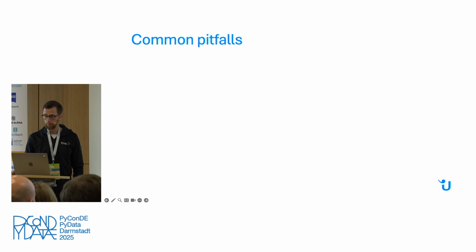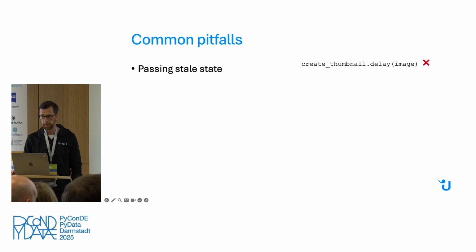Now, let's quickly talk about some common pitfalls. One of them is passing stale state. My example that I had in the beginning was prone to that. Let's say image is something like a Django object that you loaded from the database. By the time it gets to your Celery tasks, that object might have changed because you did some changes in the meantime, so this object would get serialized and then sent to Celery, and Celery would use this object.